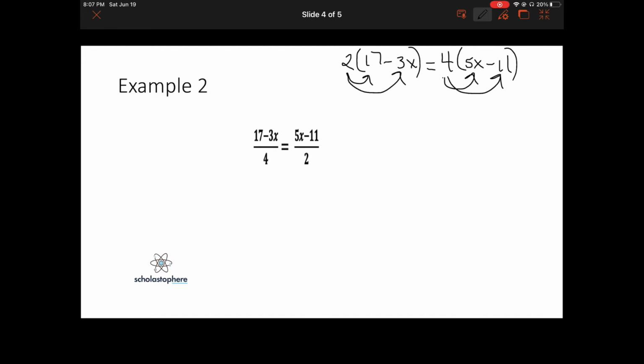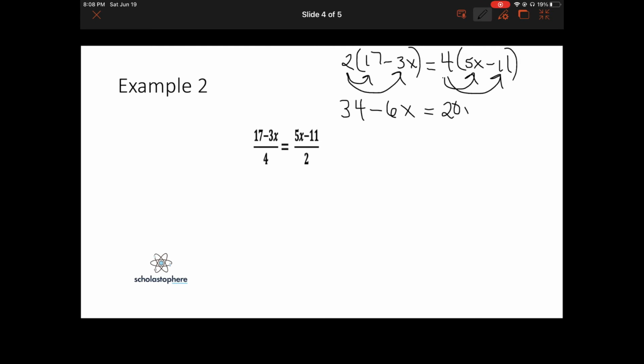Bring down the equal sign. 4 times 5x gives us 20x. And 4 times negative 11 gives us negative 44. So now that we distributed, you should have 34 minus 6x equals 20x minus 44. Now we can go ahead and start combining like terms.